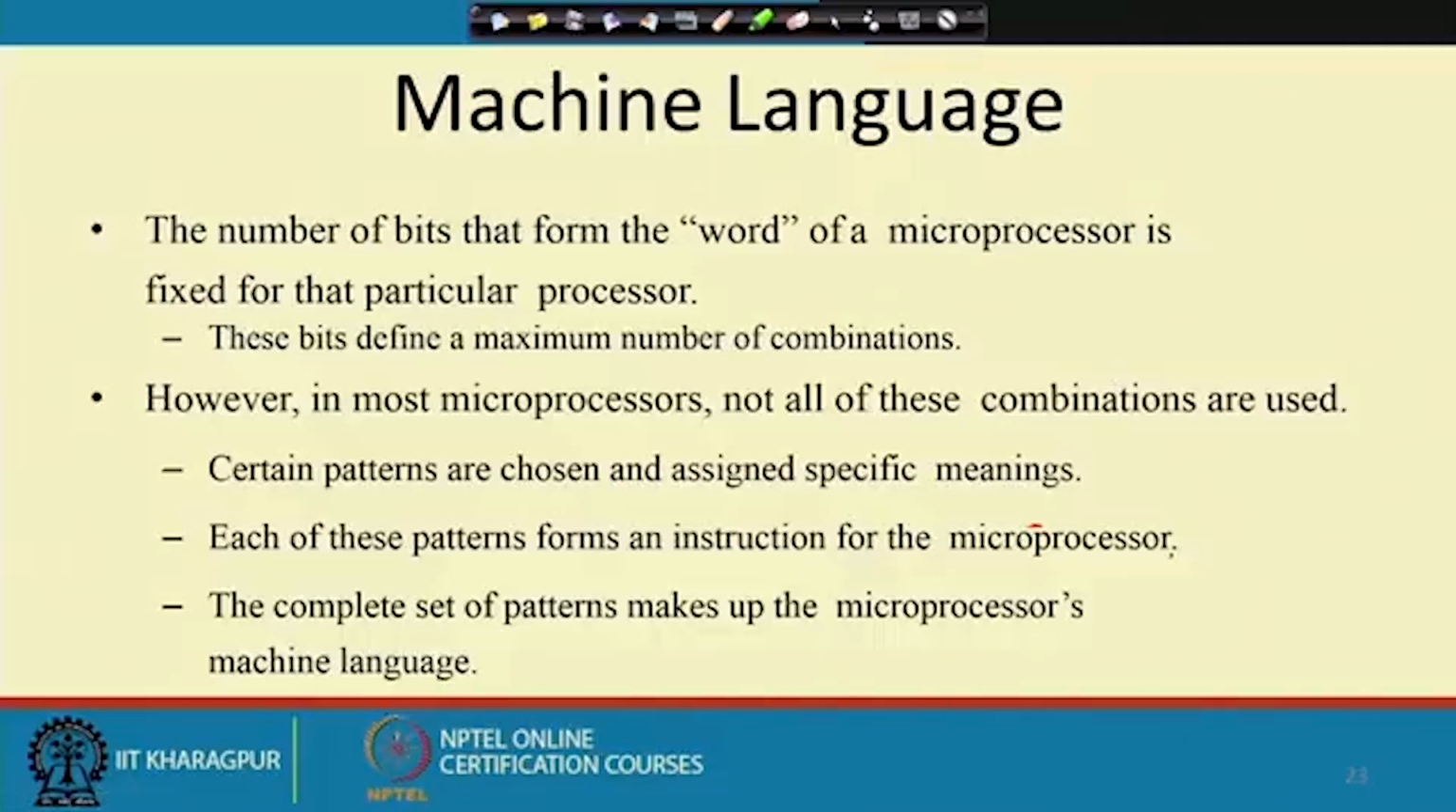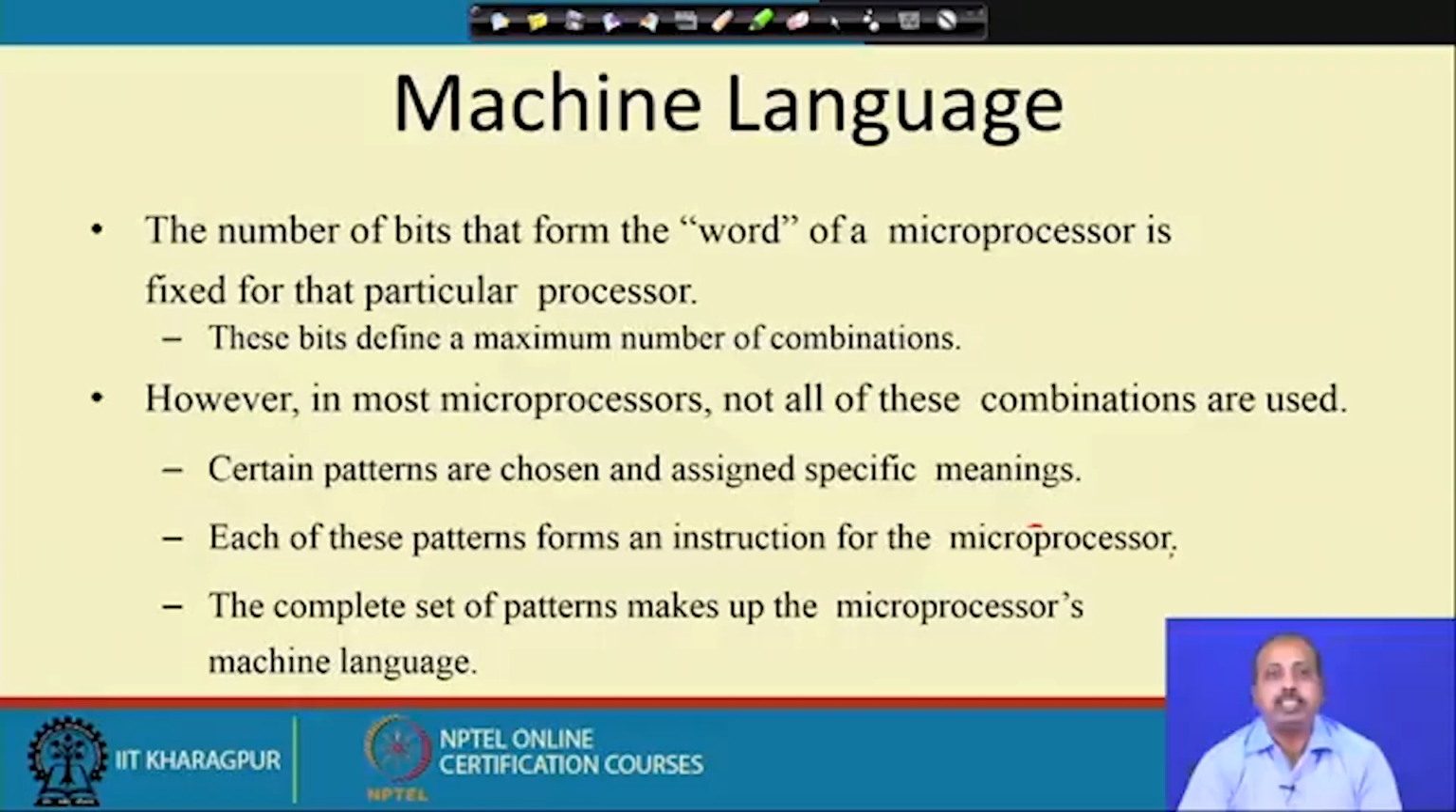Now, machine language. This is the language understood by the machine, like we understand English. When we are writing a program in C, that is basically good for another person who knows the language C to understand what I want to compute. But as I said, microprocessors will never understand English-like language statements. They will understand only zeros and ones.